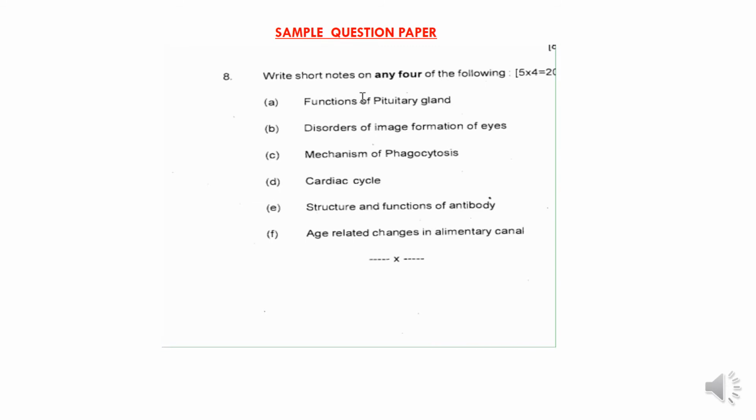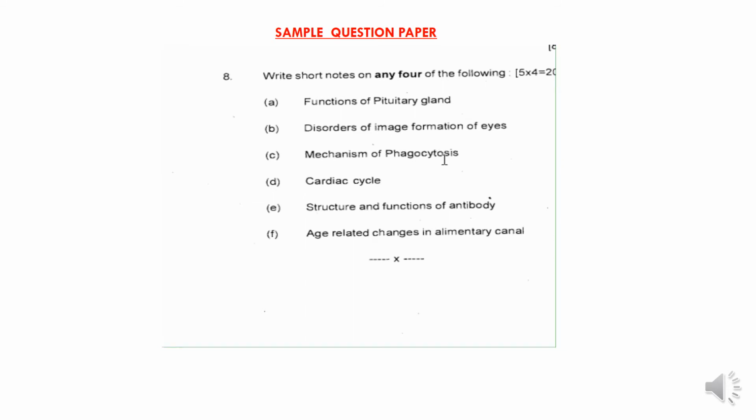Function of pituitary gland, just write down pituitary gland, definition of pituitary gland, and then some what is the name, and then what is the function. 1 2 3 4 5 6 7 8. Okay, so like that you have to do. Disorders of image formation, myopia and other things. But if you don't know, then don't write. Don't do confusing things, right? Confusing things don't have to be done in examinations.